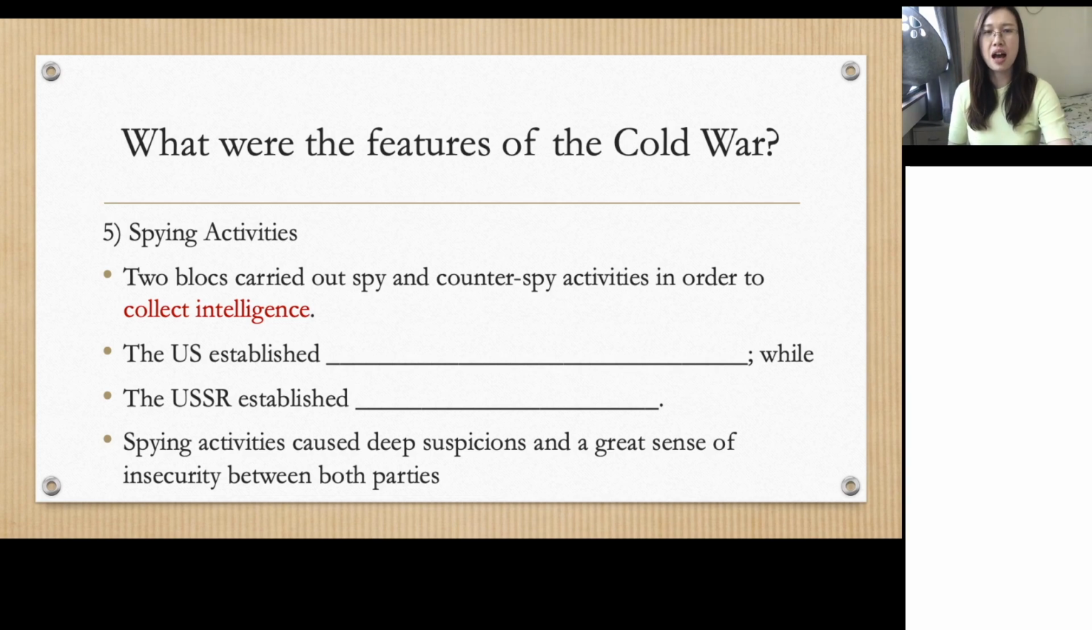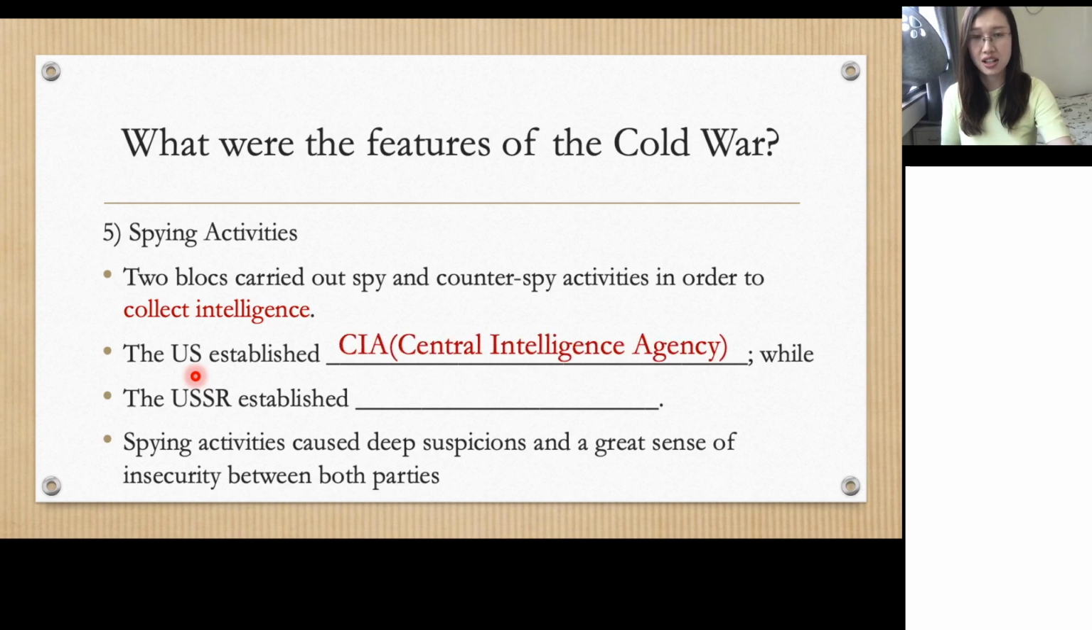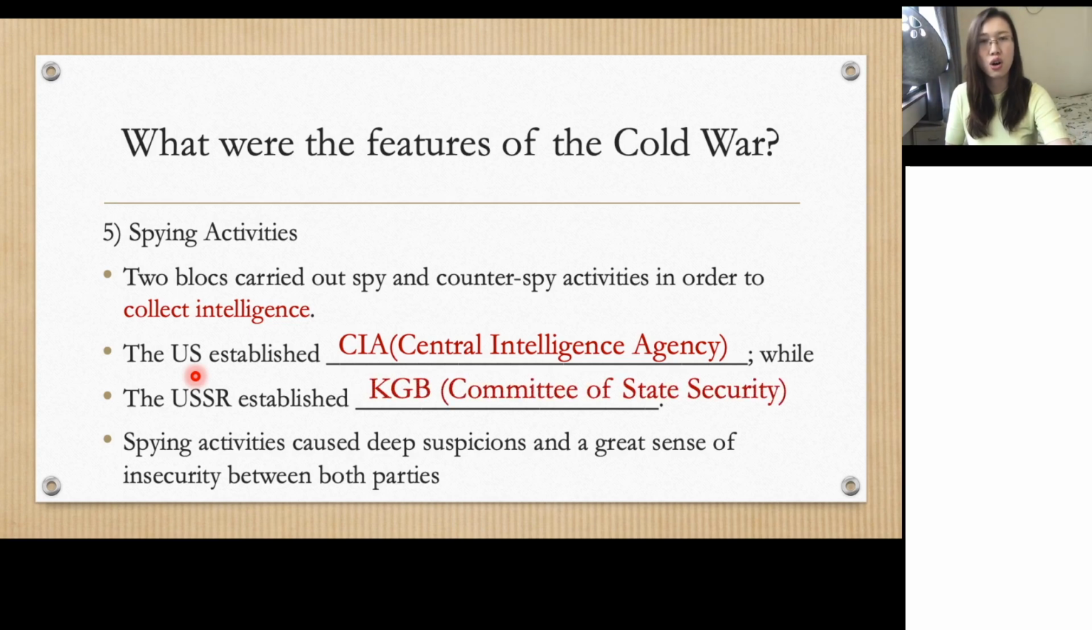They even used spy planes which could fly at a great height and take photographs of each other. We're going to talk about the U-2 spy plane later, okay? But for here, you have to remember their spy agencies. The US established the CIA, the Central Intelligence Agency, while the USSR had the KGB, the Committee of State Security. Spying activities also caused deep suspicion and a great sense of insecurity between both parties. They were always afraid that their highly confidential documents would be spied on by the other side, right?